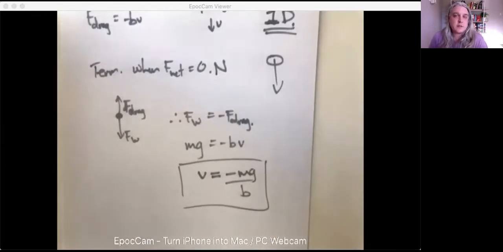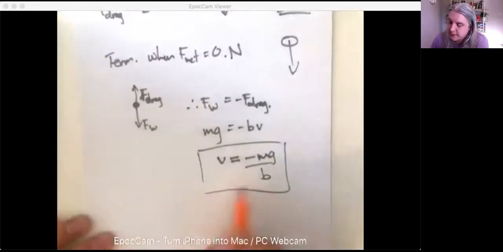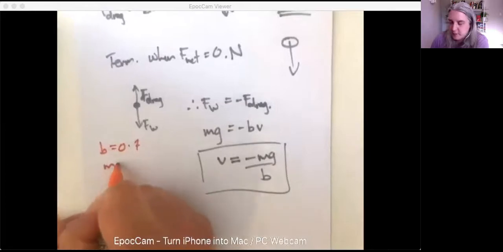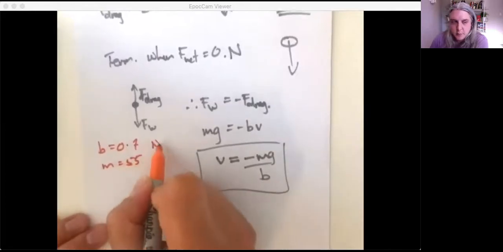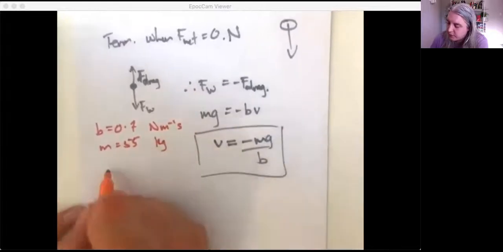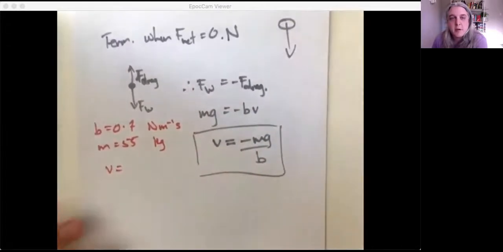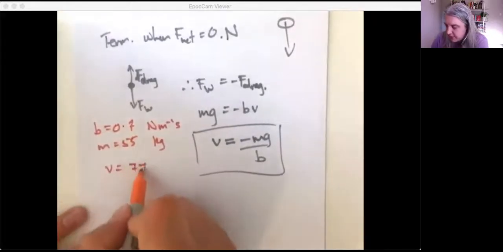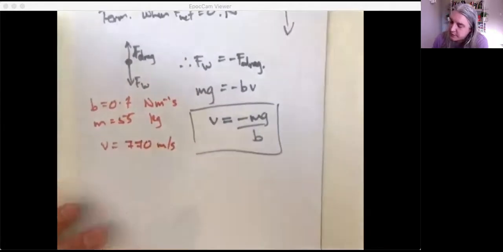The next question is just, what is that value? So now they say, okay, you've figured out that formula. b is 0.7, m is 55. I should put the units on here to be technically correct, and that is kilograms. What is the velocity? I hope you can figure this one out without me. Plug the numbers in and get an answer, and hopefully you agree that it's 770 meters per second.